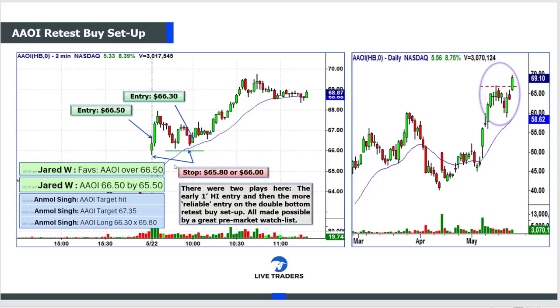So on this particular day, I liked this very early. I was very aggressive because of the pre-market chart. Unmall was less aggressive and took the second entry. See what we're getting at? So I took the aggressive entry because of the pre-market chart. Unmall took the less aggressive entry because of the retest, the double bottom retest there. See it? Right around 10 o'clock, he calls it right at 9:57. So there are 2 plays here. This is all possible because of the daily chart. Without the daily gap, this is not possible, okay?